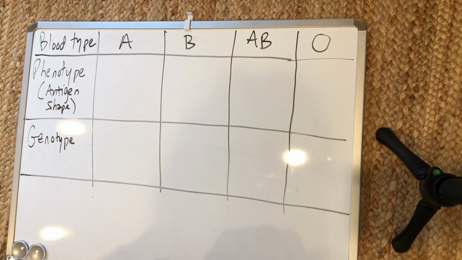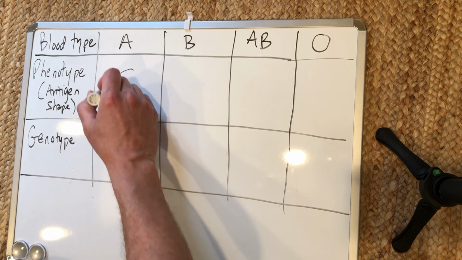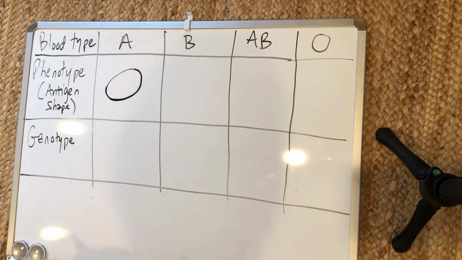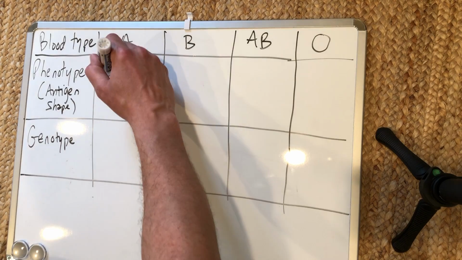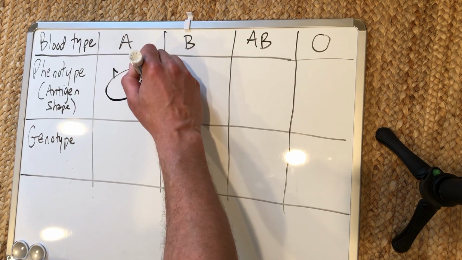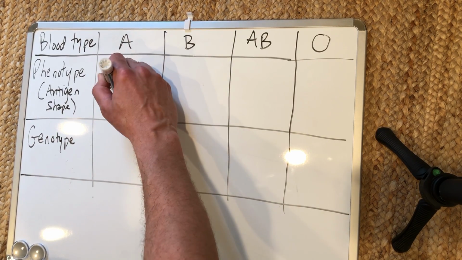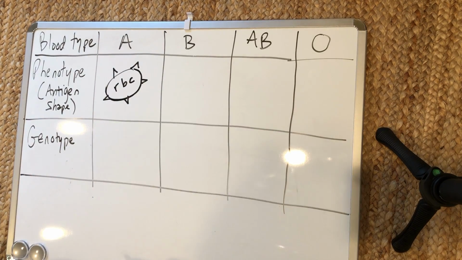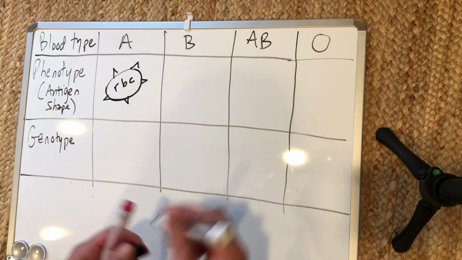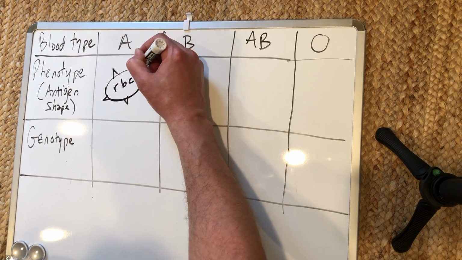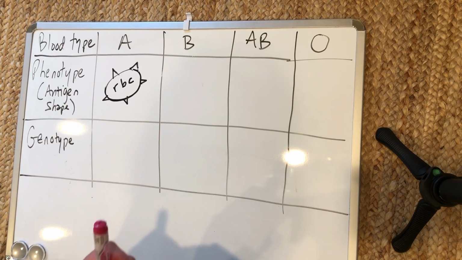So what blood type A means is simply that your red blood cell, here's a red blood cell, has A-type antigens on it. So I'm going to make a little spiky guy. This is a red blood cell, RBC, and that's not the real shape of the A antigen, but I'm just making up a shape to represent it.